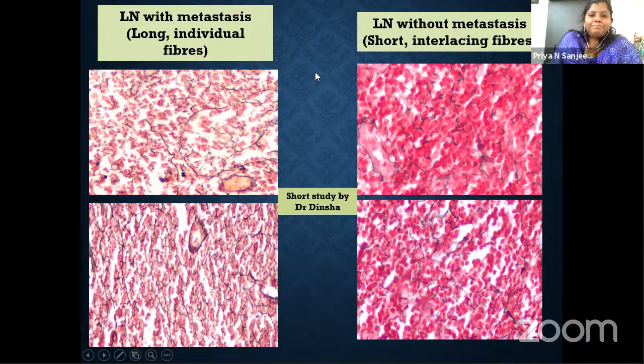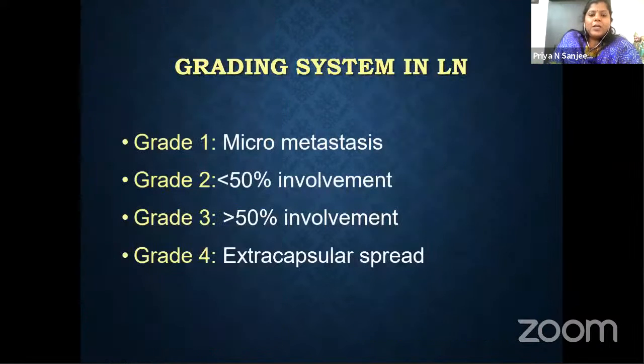In lymph nodes without metastasis, the reticulin fibers were long and individual, and with metastasis, they were short and interlacing fibers. So a grading system in lymph node is not recommended or it is not validated. So there are grades: grade 1 is micrometastasis, grade 2 is less than 50% involvement, grade 3 is more than 50% involvement, grade 4 is extracapsular spread.